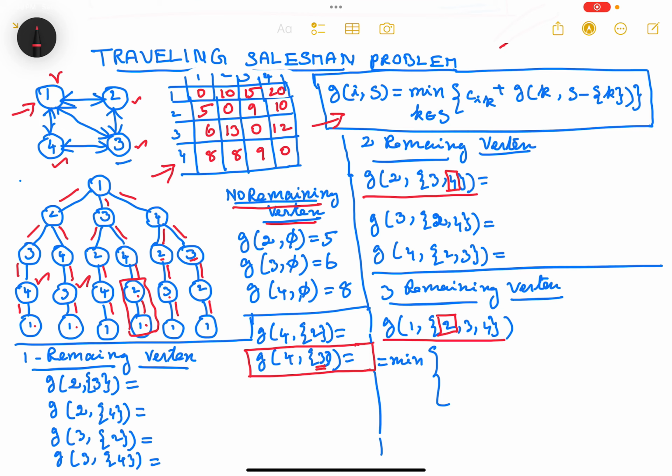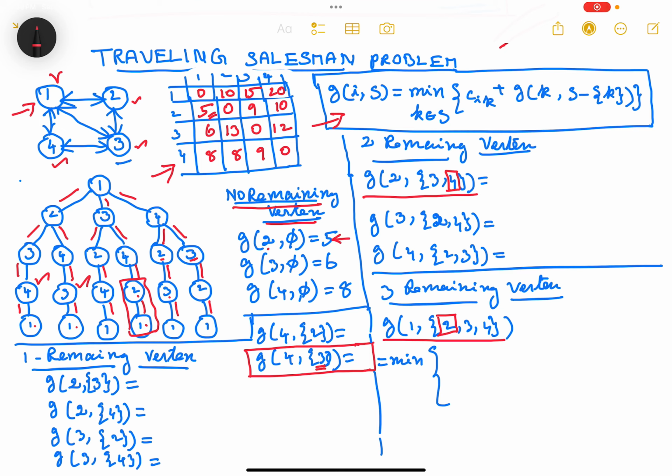So we are finding G of 2, empty set. This is the cost matrix, or weight matrix, which is available here. This matrix gives the distance between the various cities or the various vertices. So here G of 2, empty set: from the second city to the first city without any intermediate city, what is the distance? That is what we have to write here. So in this table, we have to see C of 2 comma 1. That is what we have to see, and that is 5. That value only we have written here.